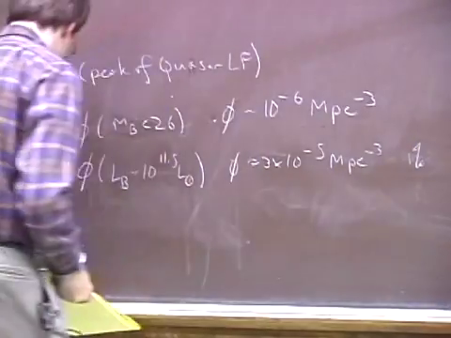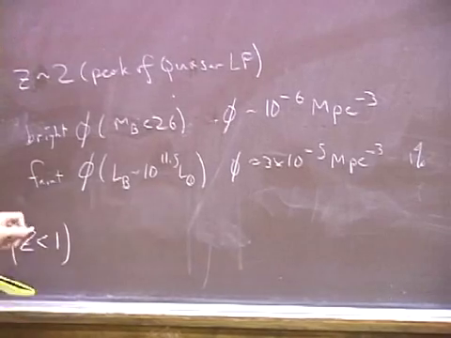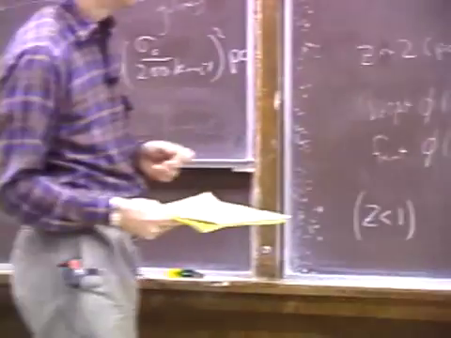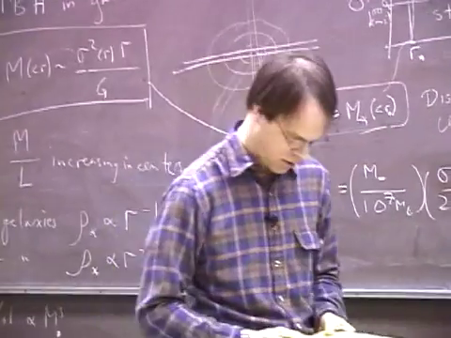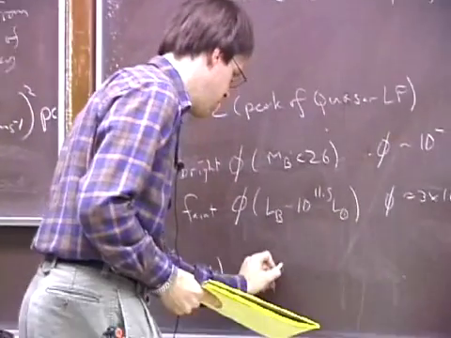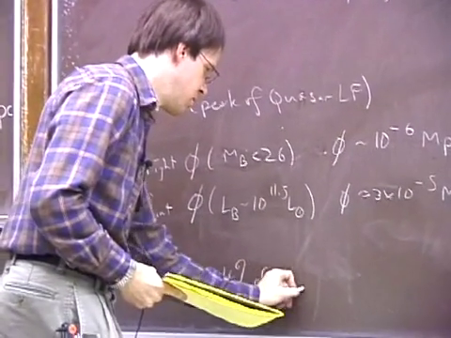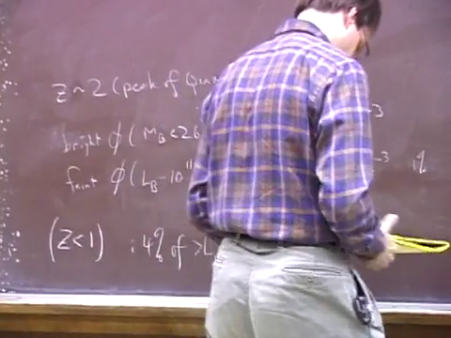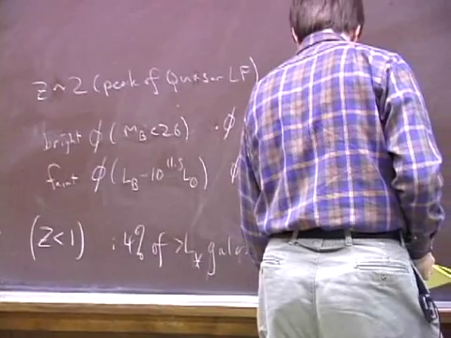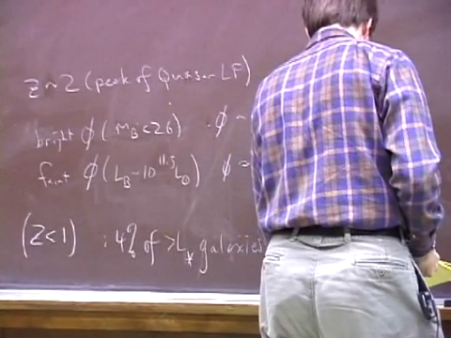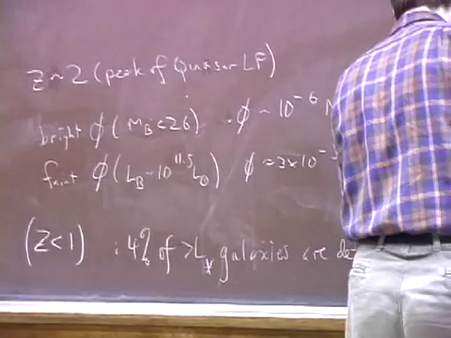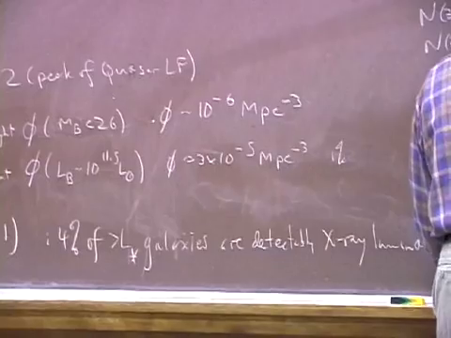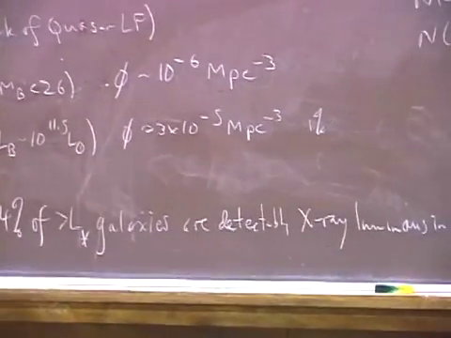And if we look at redshifts less than 1, and you do the most sensitive X-ray surveys you can, looking for any amount of X-ray emission, which can happen even at extremely low accretion rates, you find that about 4% of brighter than L star galaxies are detectably luminous in the nucleus. So that's any sort of accretion onto the black hole.